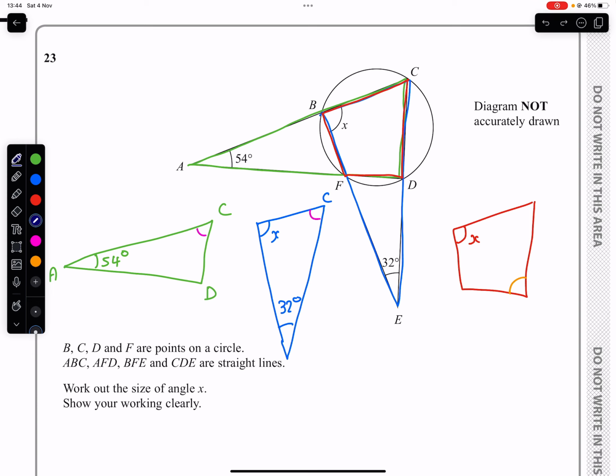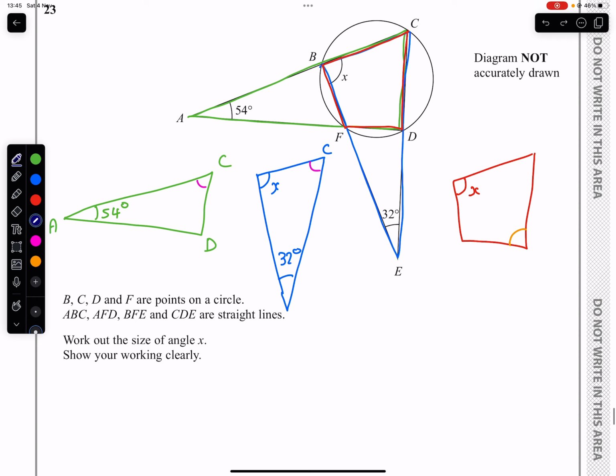Now in terms of the green triangle and the blue triangle, if you try and start with 54, you don't really have a way of figuring out what this is, because you don't know what this is, and vice versa. You can't figure out what this is because you don't know what this is. So I'm not going to start with the green one, I'm going to start with the blue one, because we also have an x in there. So we have 32 here, x here, and a third angle in that triangle.